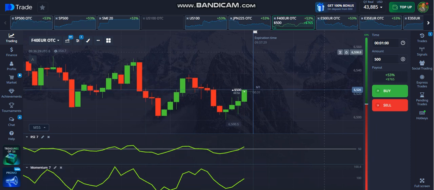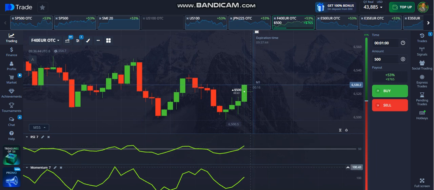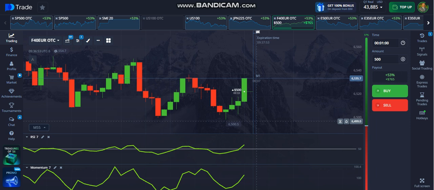Okay, so I'm on the Financial 40 Euro stock index, and I just took a buy trade. If you notice here, I took the trade because the RSI line just crossed over the 50 line. In addition to that, the momentum indicator is also showing a strong movement here to the upside, a positive sloping direction on the line. And this is why I took the trade.